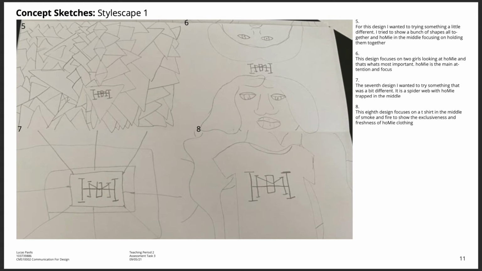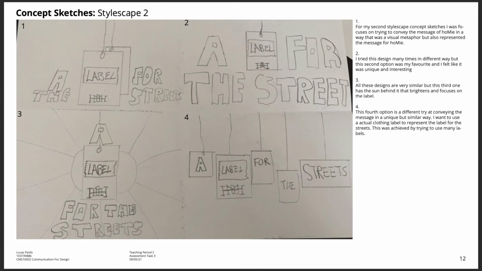It's a spiderweb with the Homey trapped in the middle, but to me this means that the Homey is holding everything together and the spiderweb is formed because of Homey. This eighth design focuses on a t-shirt in the middle of smoke and fire to show the exclusiveness, freshness of the Homey clothing brand.